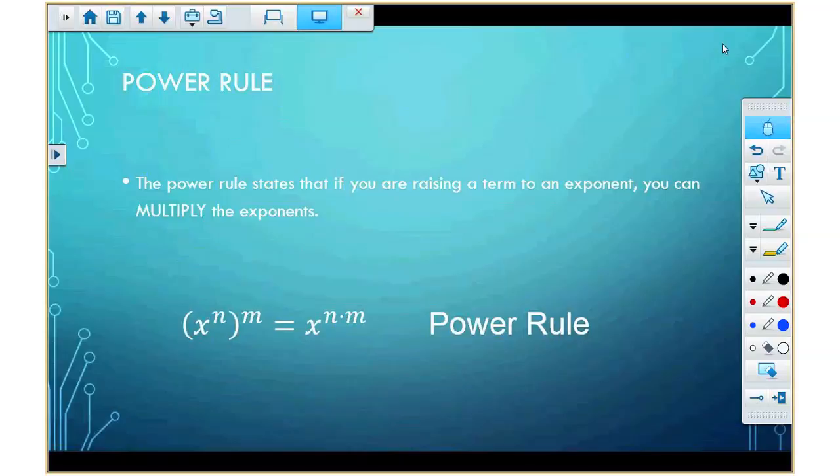Now, the power rule says, and you should be highlighting each one of these rules, this is the number 3 rule. The power rule says that if you raise a power to another power, you multiply the what? Exponents. Multiply the exponents. So far, we add the exponents when multiplying, we subtract the exponents when dividing, and when you raise an exponent to another exponent, you multiply.